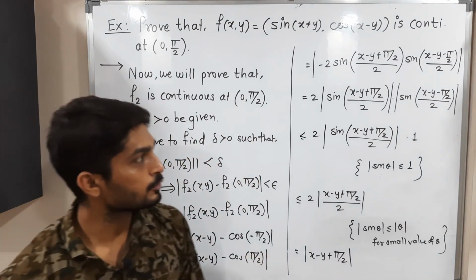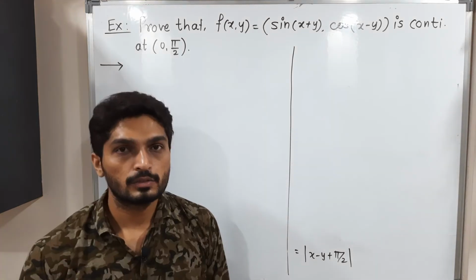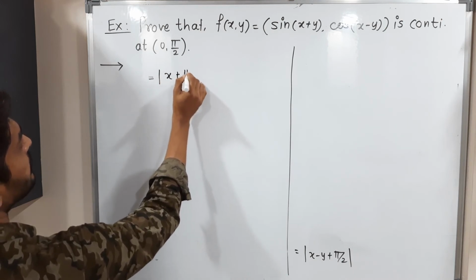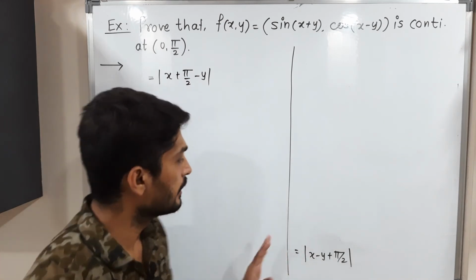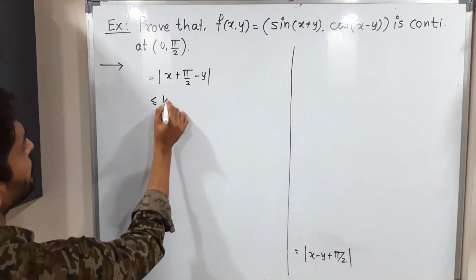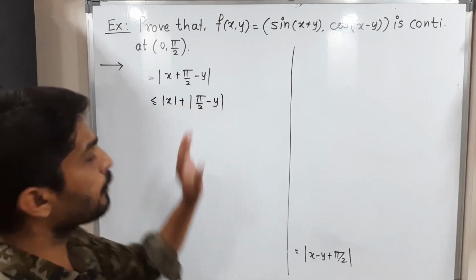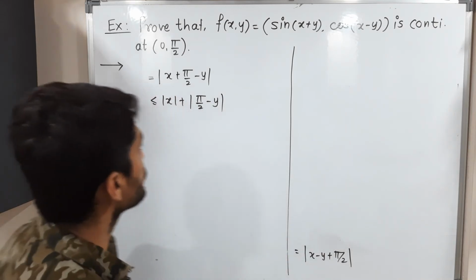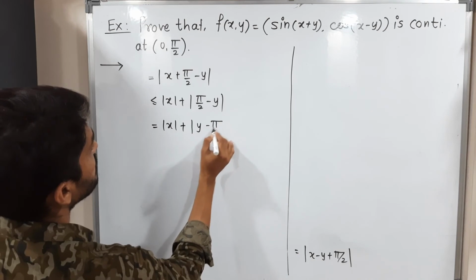Actually there is no more space, so I suggest you make a screenshot of it, and after that we'll go for the remaining part of this problem. So let us continue. I can write this is equal to mod x plus pi by 2 minus y. I have simply interchanged them, right? If I take separate mod, this is less than or equal to mod x plus mod pi by 2 minus y. Mod a minus b is the same as mod b minus a. So this is equal to mod x plus mod y minus pi by 2.